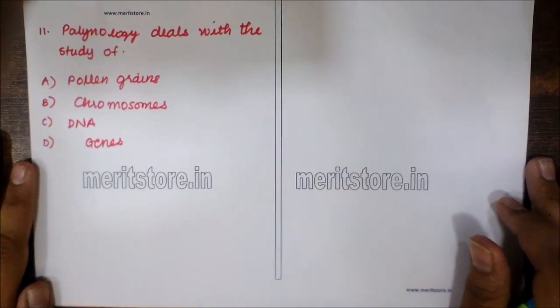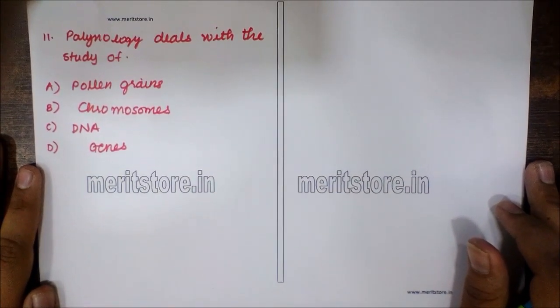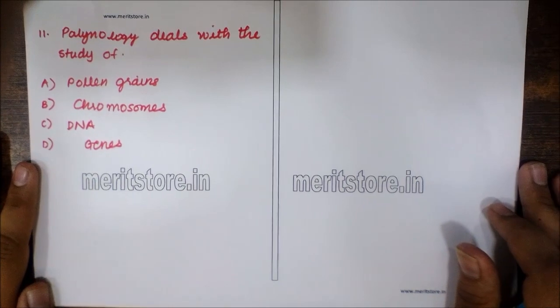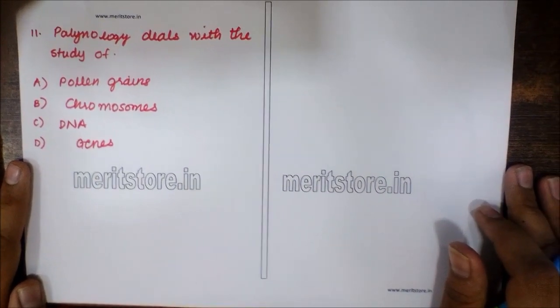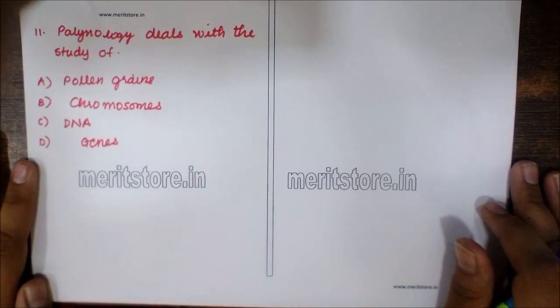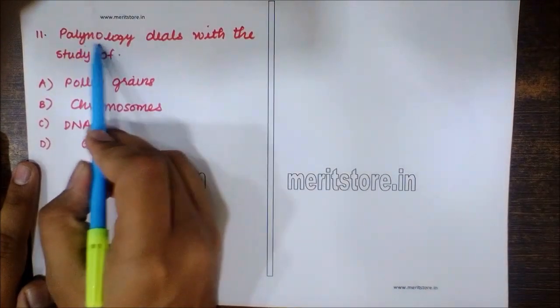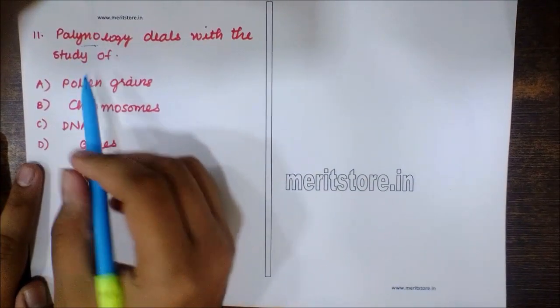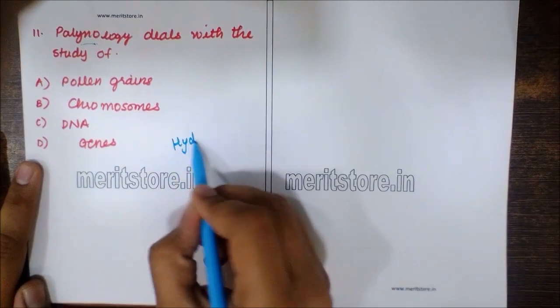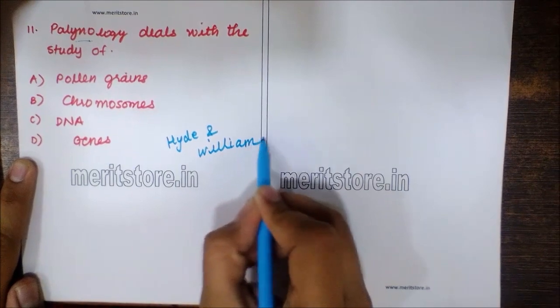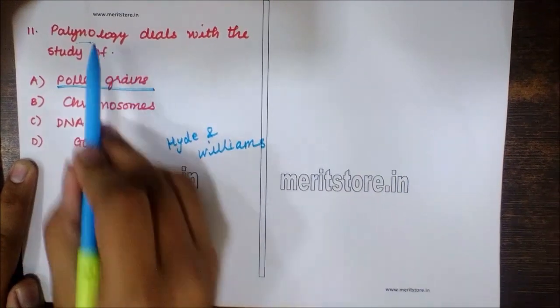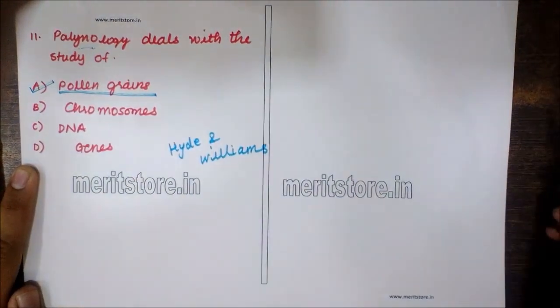Number 11. Palynology deals with the study of A, pollen grains, B, chromosomes, C, DNA, and D, genes. The study of pollen grains or microspores is called palynology. This term was coined by Hyde and Williams. So the study of pollen grains is nothing but palynology. So option A is the correct answer.